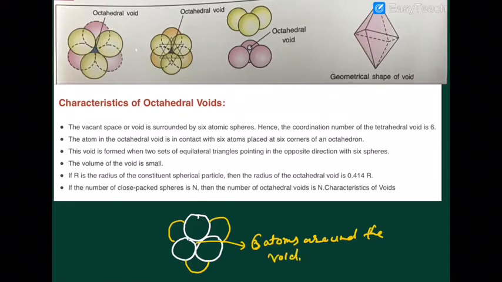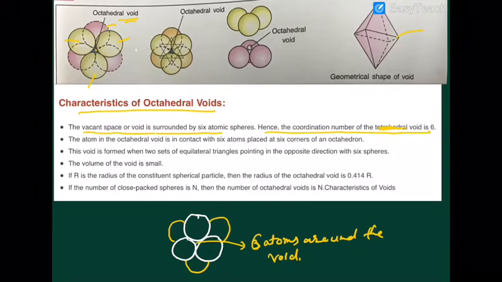Are you sure about that? Now what is the characteristic of the void here? You can see blue represents the 3 atoms above, and these dotted lines represent the 3 atoms below. So there will be 6 atoms around that particular void. So it is the octahedral void. What are the general characteristics of the octahedral void? The vacant space or void is surrounded by 6 atomic spheres. Hence the coordination number of the octahedral void is 6.